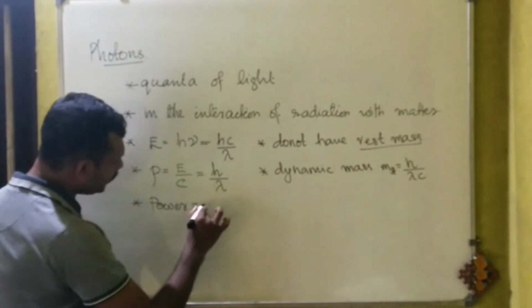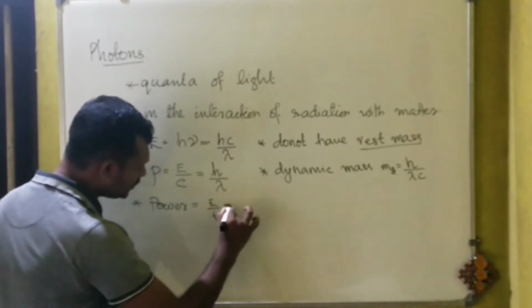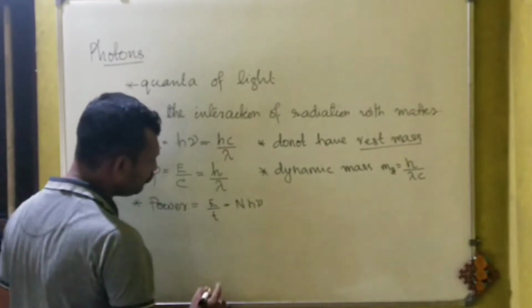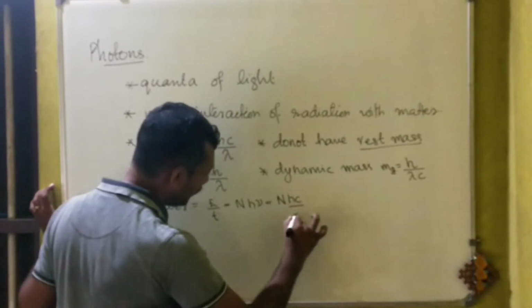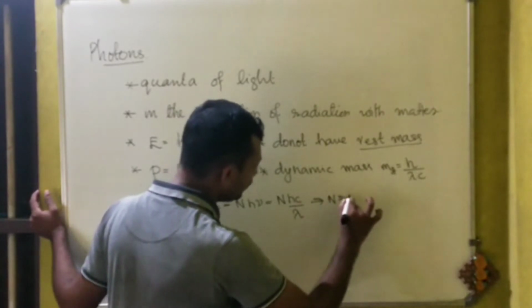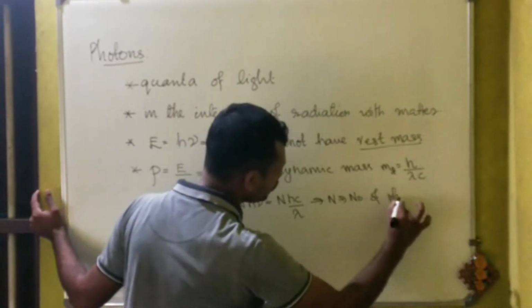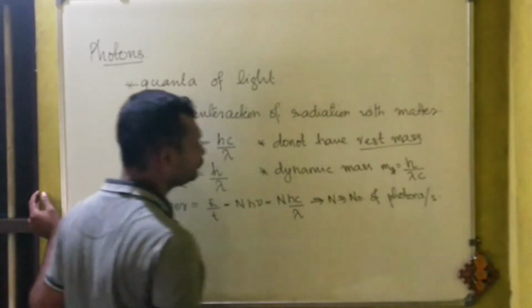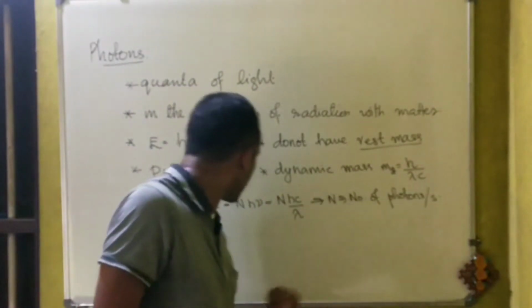So power is equal to energy divided by time. Now this can be written as capital N h nu, or that is capital N h c by lambda. What is capital N? Number of photons per second. So capital N is nothing but the number of photons per second.